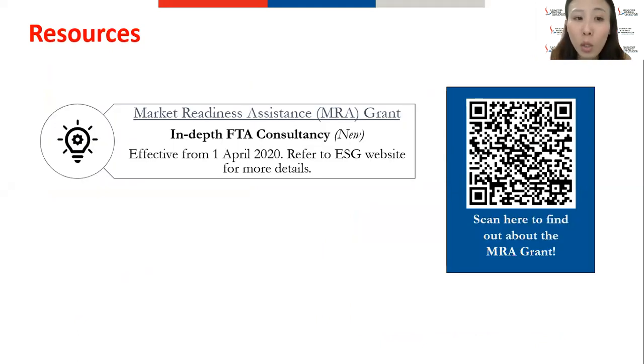For companies who are looking for support when engaging third-party consultants to assist in leveraging FTA to export their products to new markets, the ESG Market Readiness Assistance, or the MRA grant, is able to support up to 70% of the eligible costs. For eligibility criteria and more details, please kindly visit the ESG website, or you may scan the QR code to find out more.